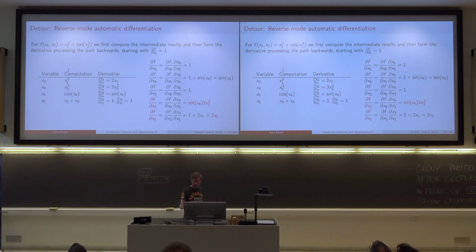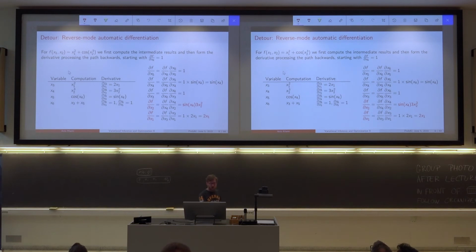So what we have here is a function of two variables, x1 squared plus cosine of x2 to the third power. Doesn't matter what the function is. This is an example showing that we can compute derivatives of this function with respect to x1 and x2 without any sort of complicated chain rule type of manipulations. So what we do is that first we see how this function is computed.